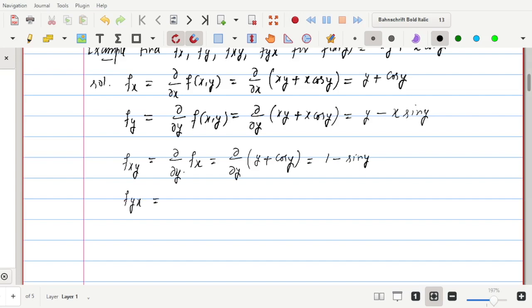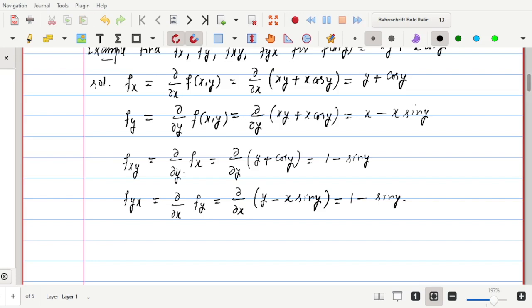fyx, which we can define as del by del x of fy. So this is equal to del by del x of, and fy is equal to y minus x sine y. Now derivative with respect to x will be, the derivative of the first term is 0. So we made a little mistake here. So instead of y here, when we are taking the derivative with respect to y, we will treat x as constant. So therefore it's x minus x sine y. And here we will get 1 minus sine y.